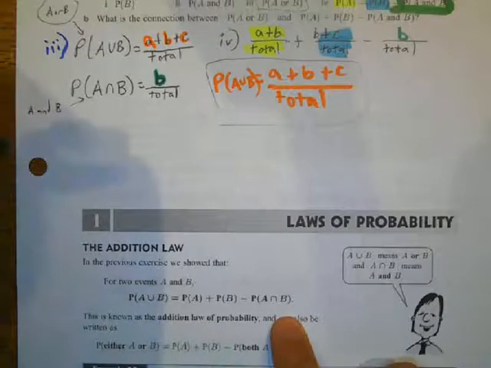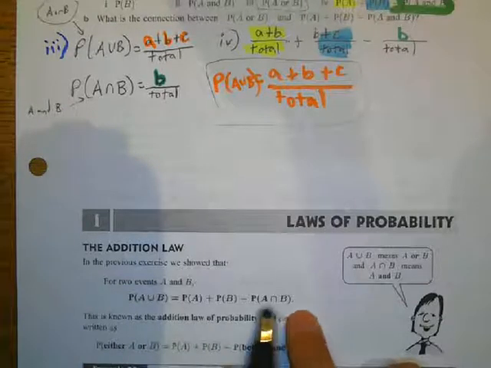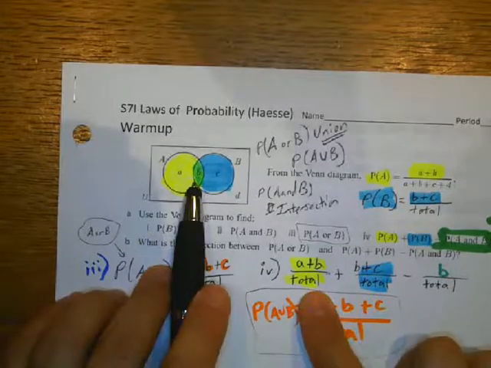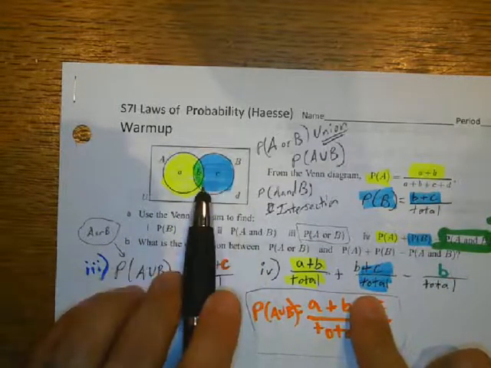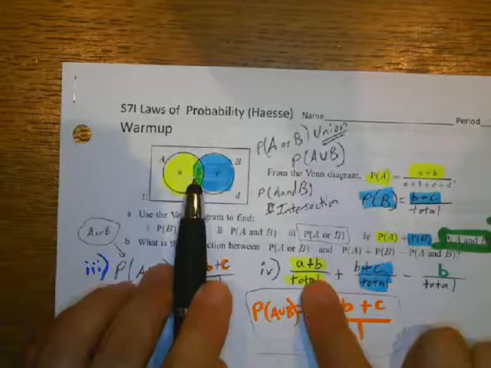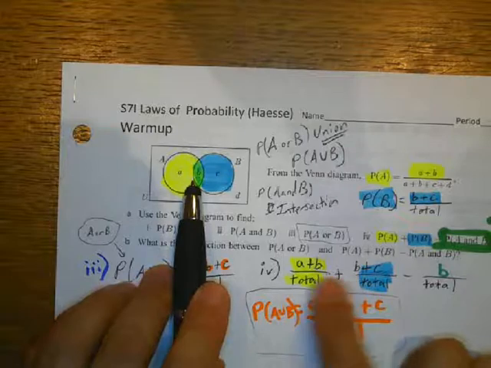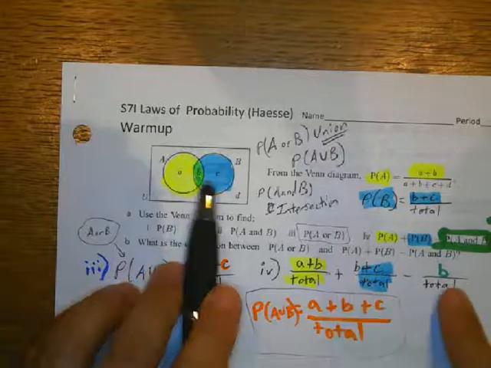The reason we have to subtract this intersection is because when you do the probability of A plus the probability of B, you've counted this little lowercase b section twice. So since we've counted this intersection b twice, we need to subtract it.